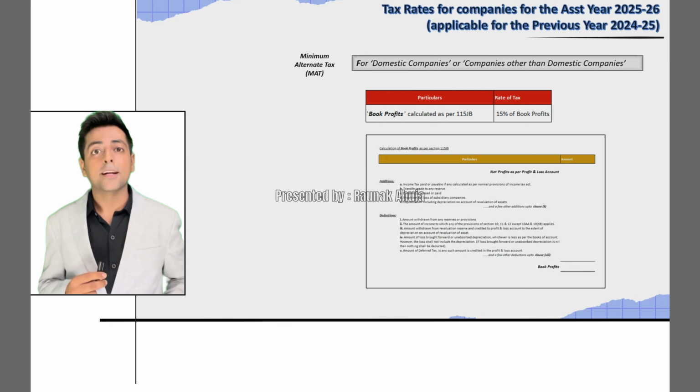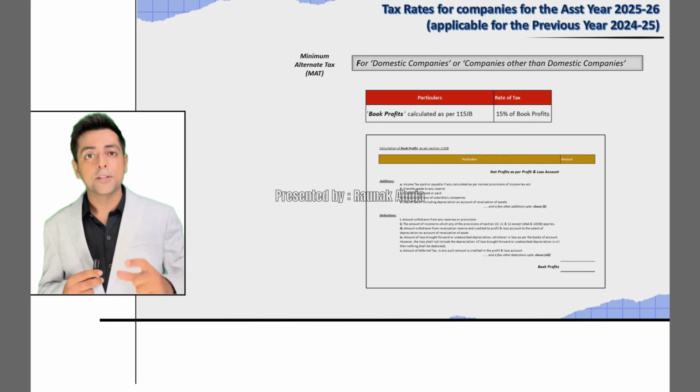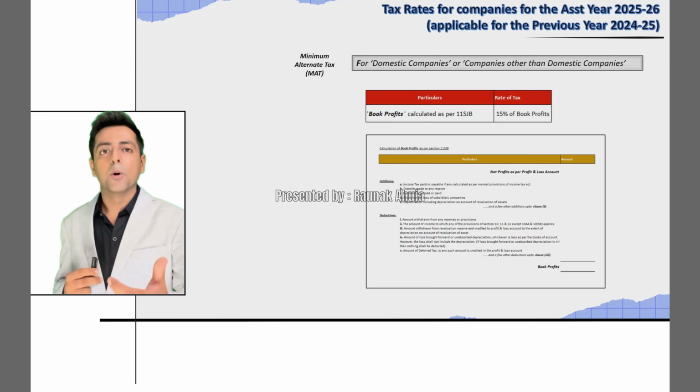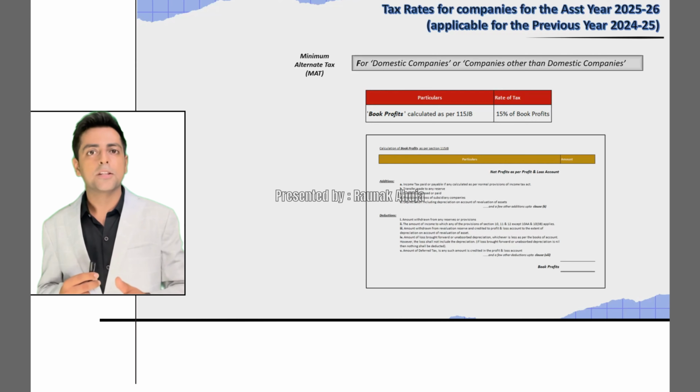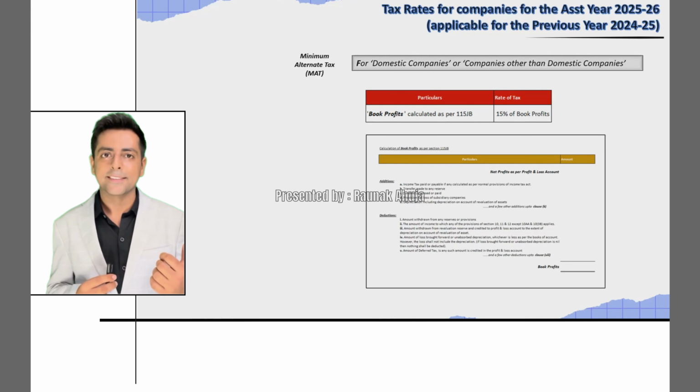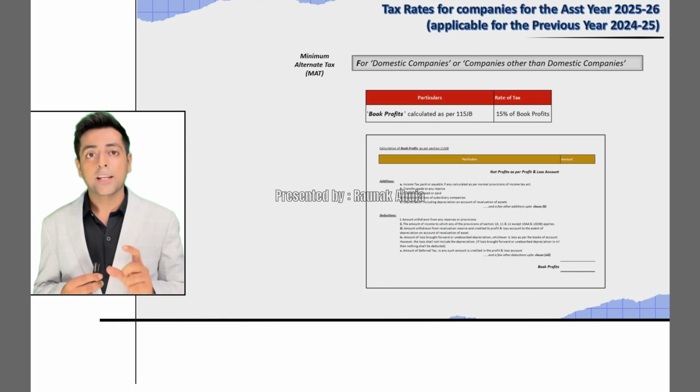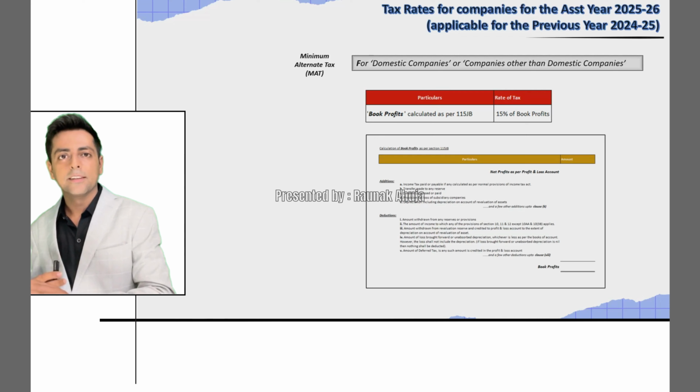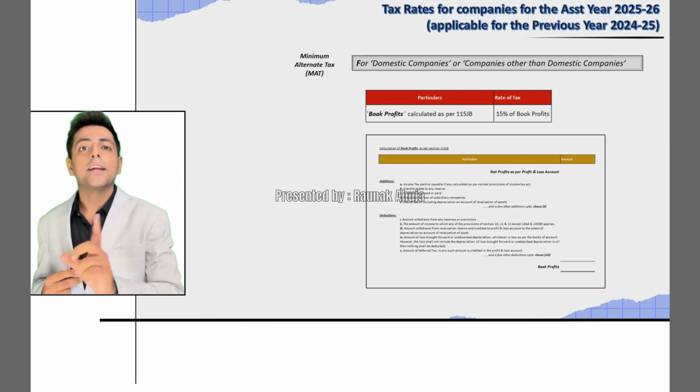The profits that are arrived at after making these adjustments are known as book profits, as you can see from the table towards my right. Please note the calculation of book profits needs to be dealt with separately and hence will be covered in our next videos.